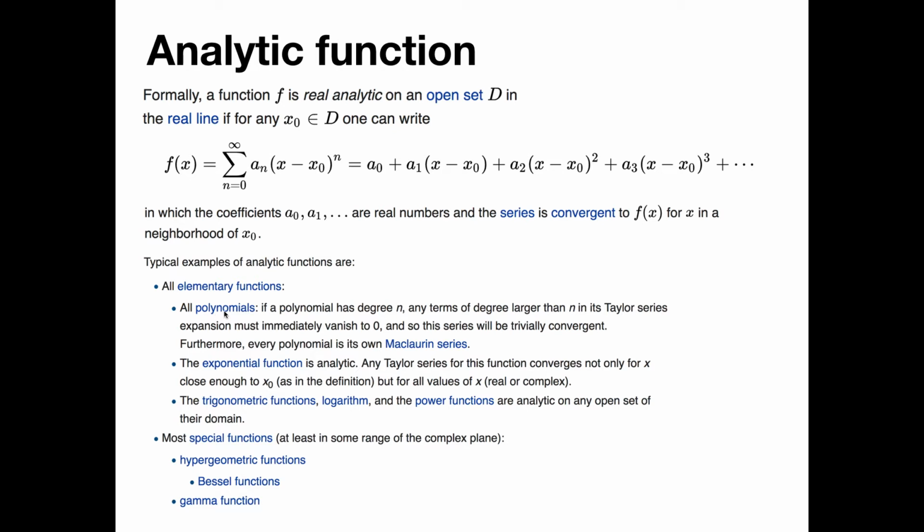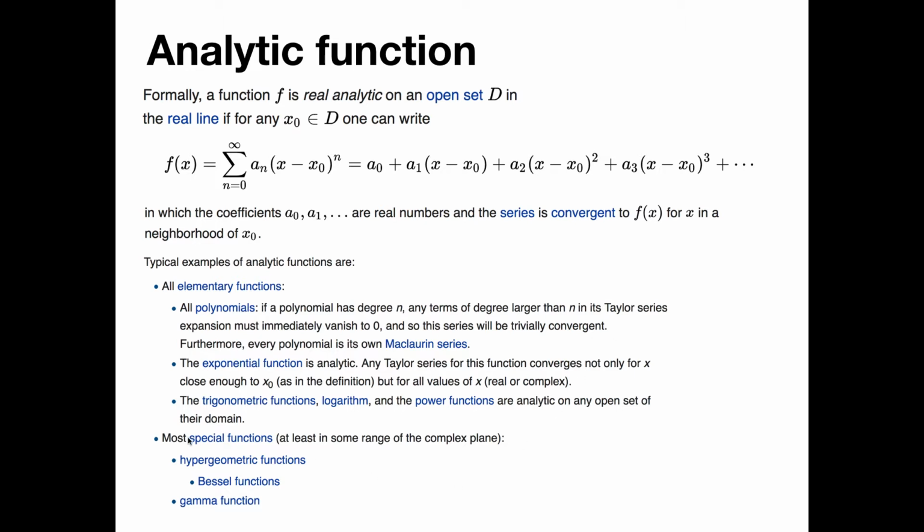Like, for example, polynomials, right? Exponential function, trigonometric function, logarithm, power functions, okay? And when you are doing this around x0 equals 0, you get yourself Maclaurin series. Any other place, including 0, you call them Taylor series. Let's look at Taylor series.